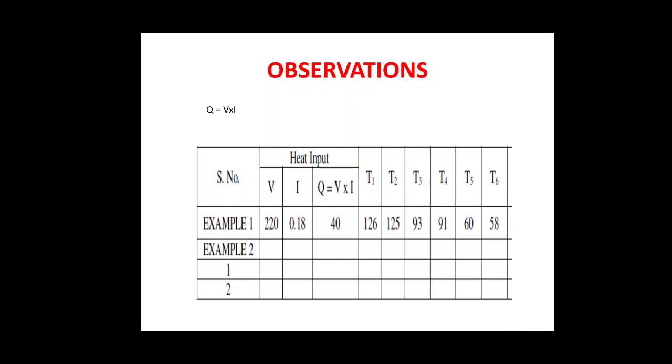Then the value of Q, that is the rate of heat flow, can be given by the product of voltage and current. Then the area can be calculated from the specification A, and dT by dL, that is the temperature difference, can be calculated from the observation table, and the length from the specification. We put all these values in the Fourier equation and we'll get the thermal conductivity of each and every material present in the composite wall, or we can get the overall thermal conductivity of the composite wall also.